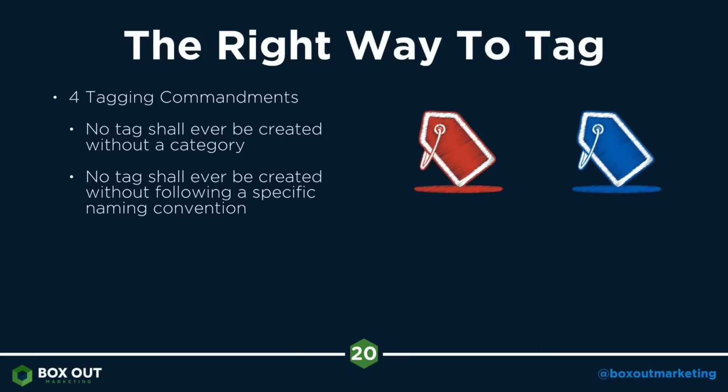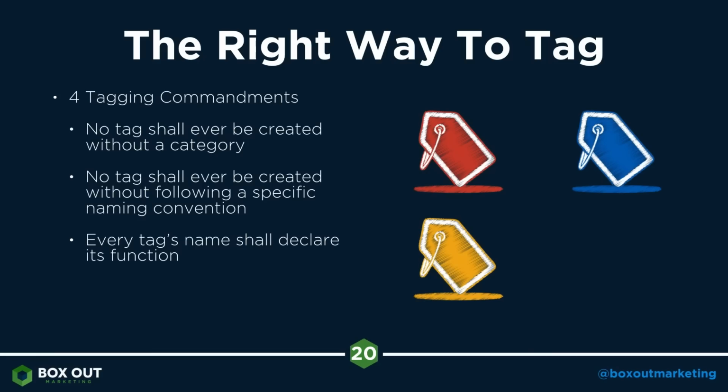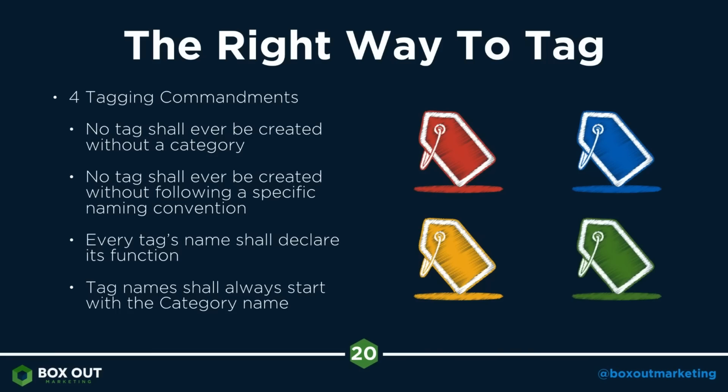So you need a system to name them, or else you're going to be in trouble. Every tag's name shall declare its function. And I'll add to that, each tag should only have one function. It's easy to duplicate or use one tag for multiple functions, right? You might use a tag to achieve a goal, and then also use that same tag for reporting on how many people did that thing. If you do that, you're going to run into trouble. So you need to separate the functions. Each tag should declare its function and have only one function.